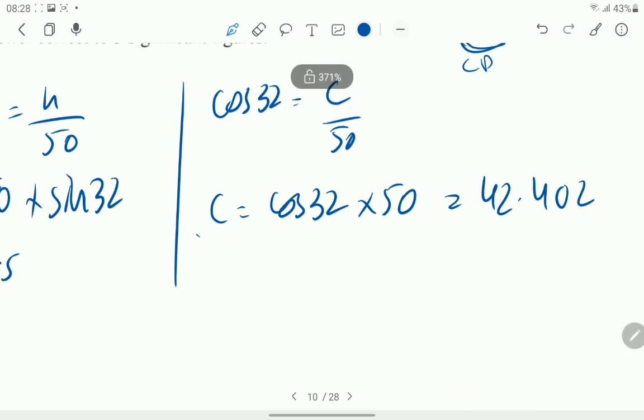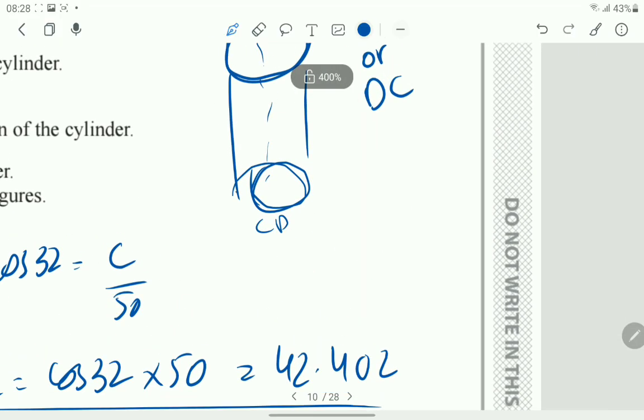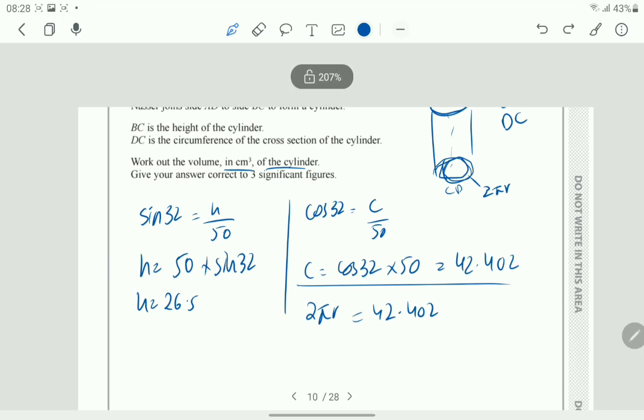So using this, we now know that the formula for circumference is actually 2 pi r. Since this is a circle, the formulas for circle also apply. So this is 2 pi r, and 2 pi r should be equal to 42.402. And now the missing value r is crucial to finding out volume.